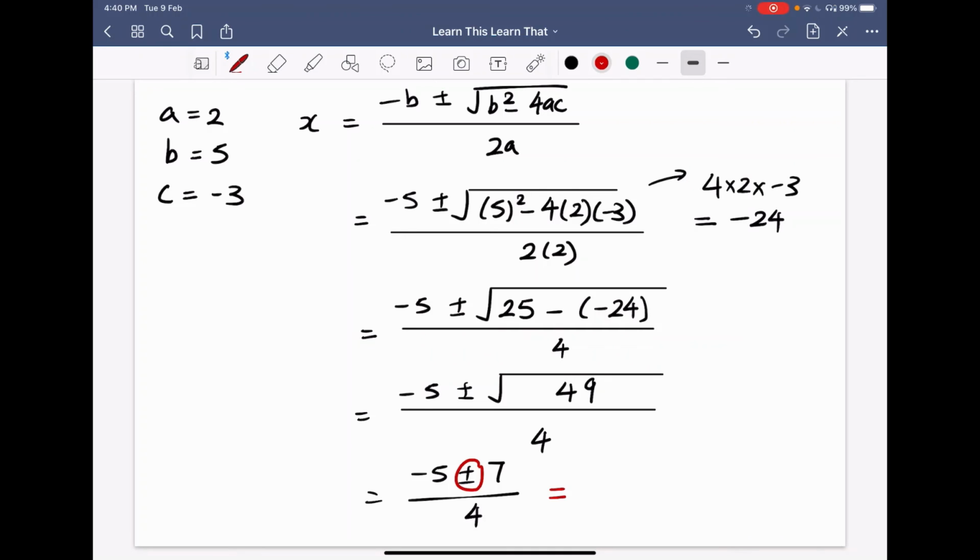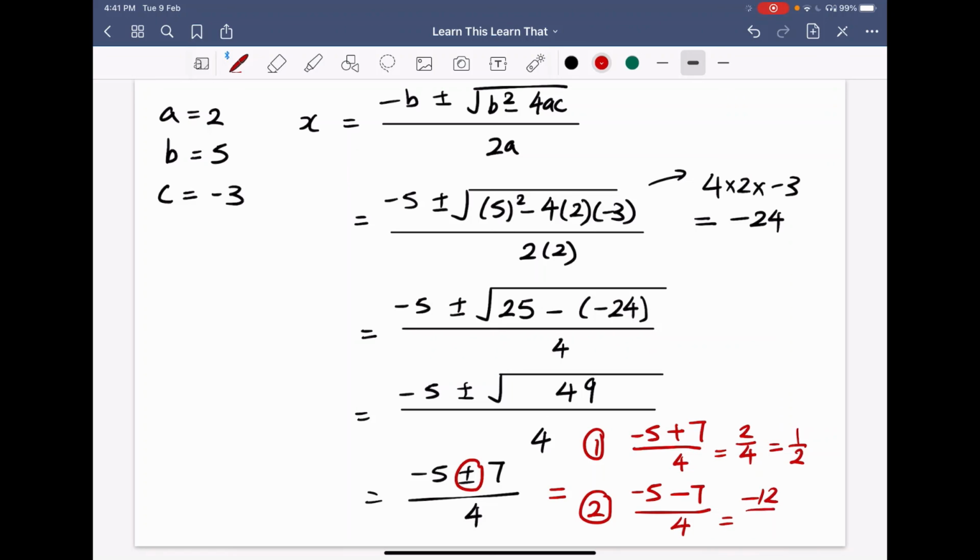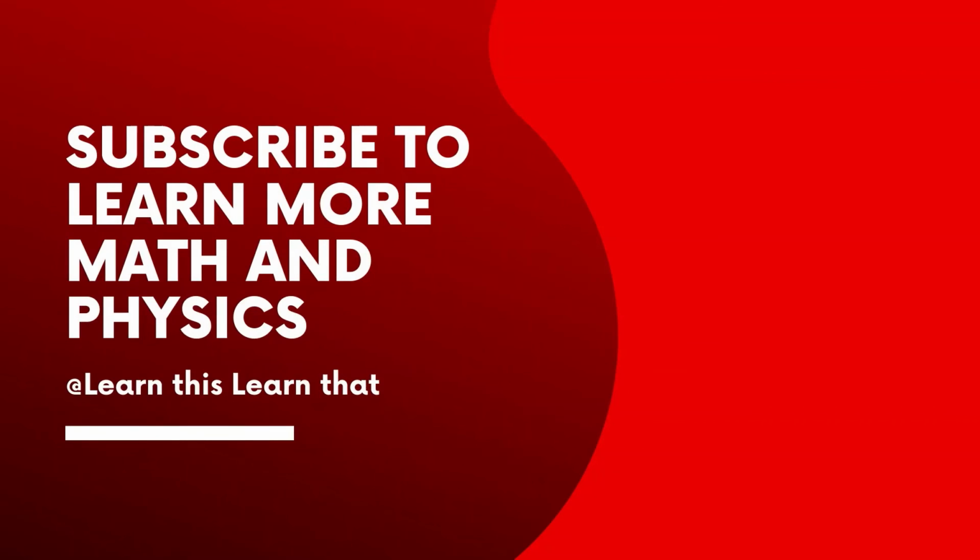So let's do the first solution. Solution number 1: negative 5 plus 7, over 4. That is equal to 2 over 4, which is equal to a half. For the second solution, it's negative 5 minus 7, over 4, which is negative 12 over 4, which is negative 3. And that is how you solve the equation.